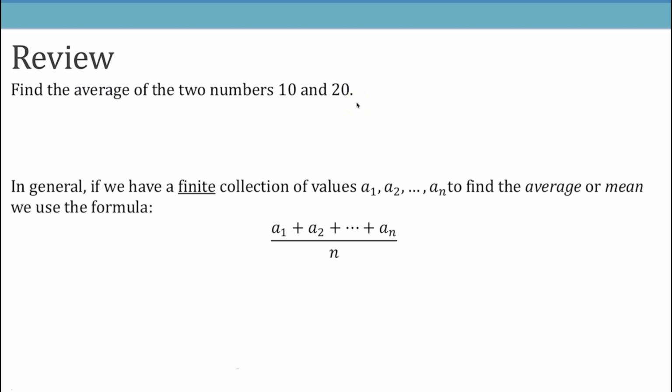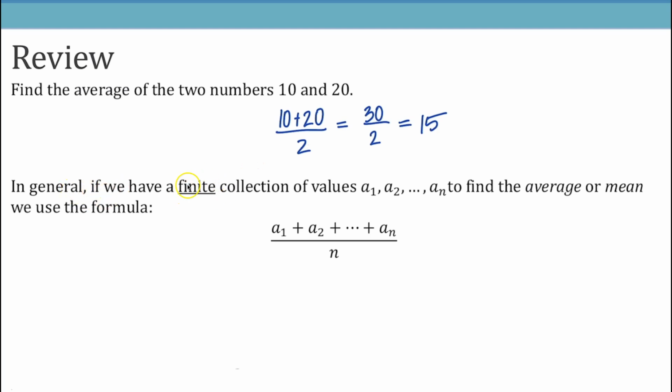So let's go through the process. We add the two numbers and divide by 2. So 10 plus 20 is 30, and 30 divided by 2 is 15. I'm sure we didn't actually have to show the work for that, but we just want to think about the process. We added the two numbers and divided by 2 because that's how many numbers we added together.